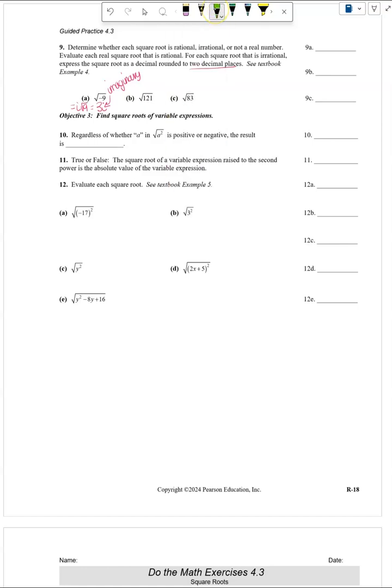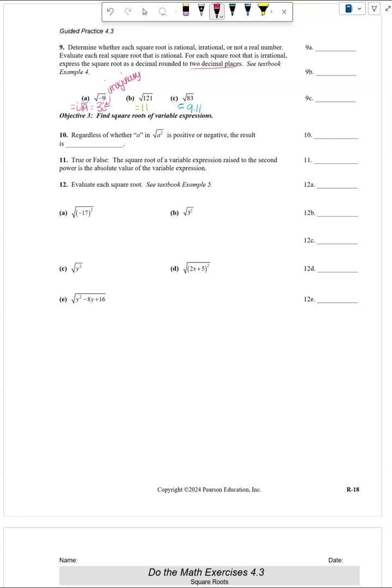Okay, what about this one? The square root of 121. Well, this one equals 11, right? He's very real. And then what about the square root of 83? We probably should do wavy because it's going to be 9.11. Okay, let's move to 10.